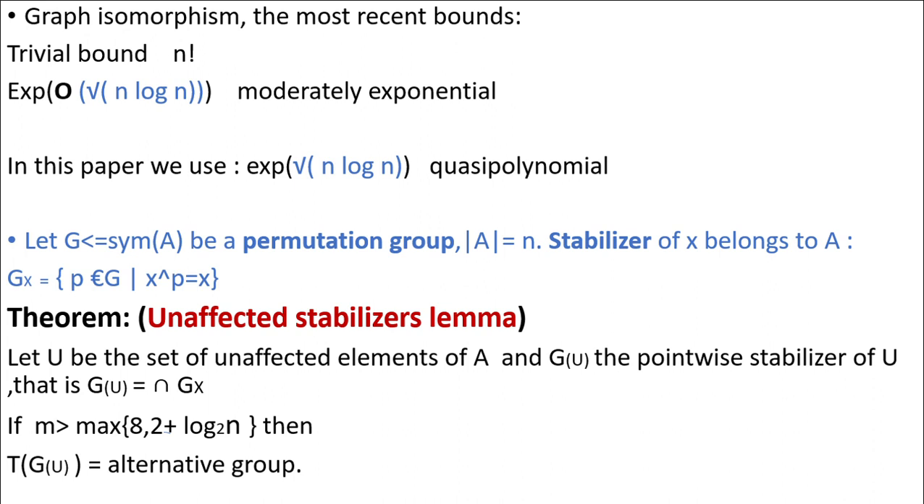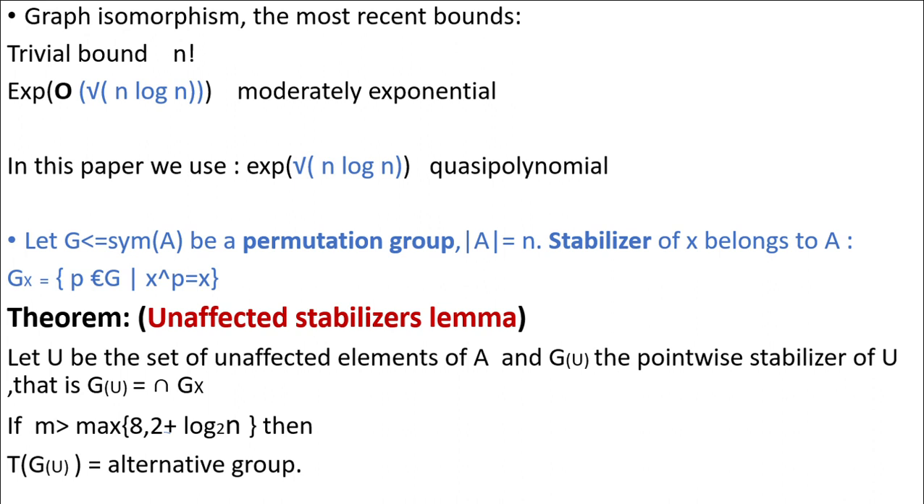look at permutation groups, then we will see how we can relate permutation groups to graph isomorphism. So let G be a subgroup of the symmetric group of A, a permutation group, with n number of elements. The stabilizer of x belonging to A is Gx, equal to the set of p belonging to G such that x to the power p equals x.